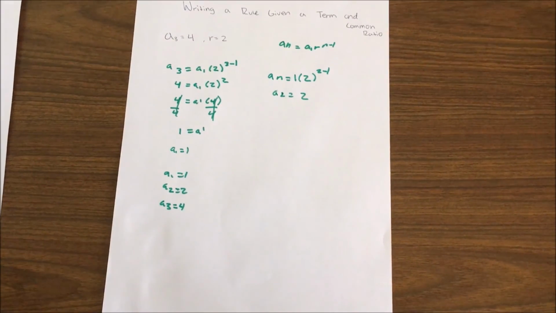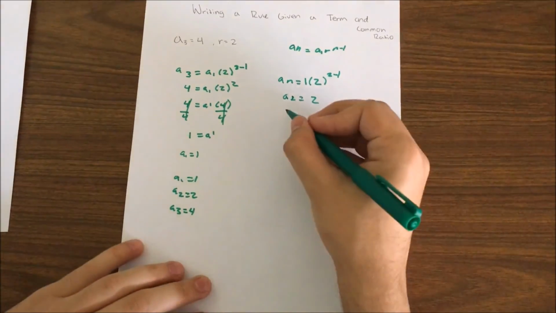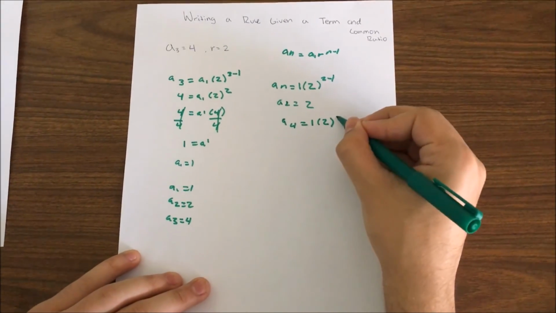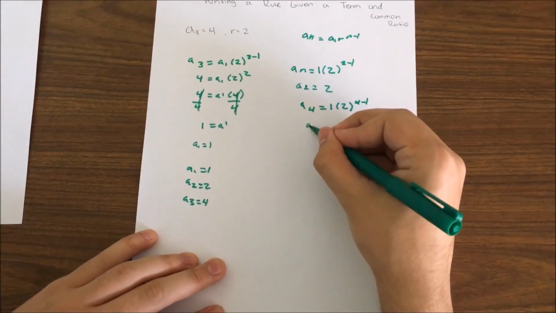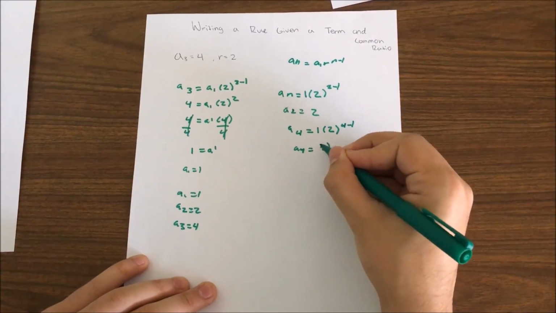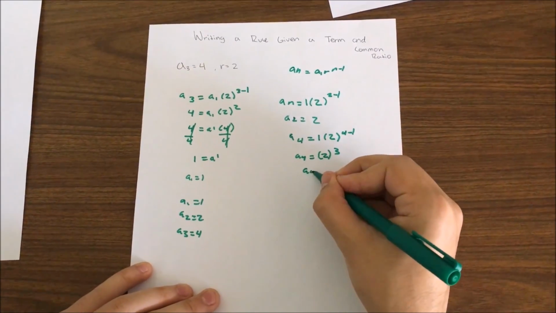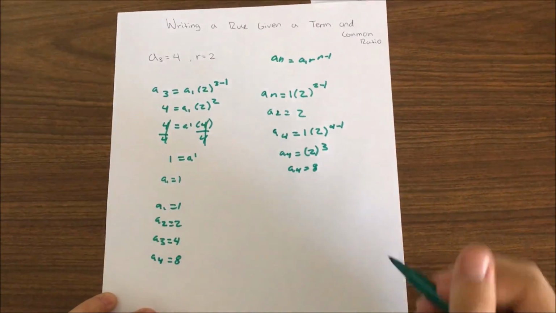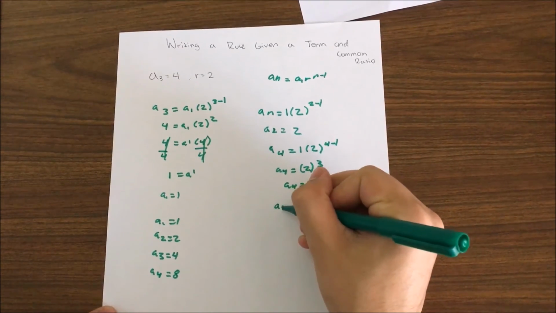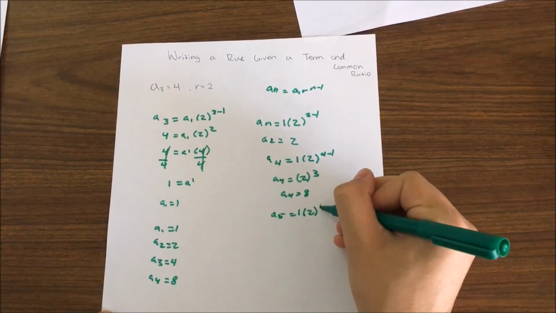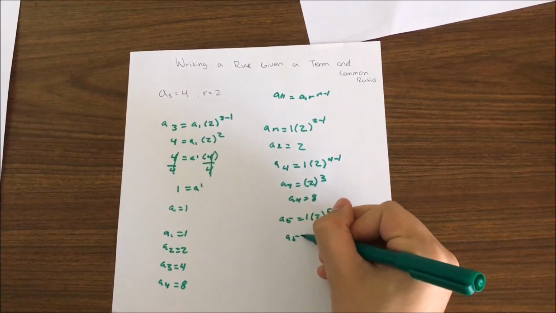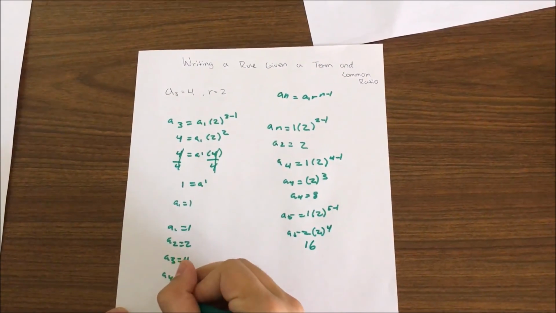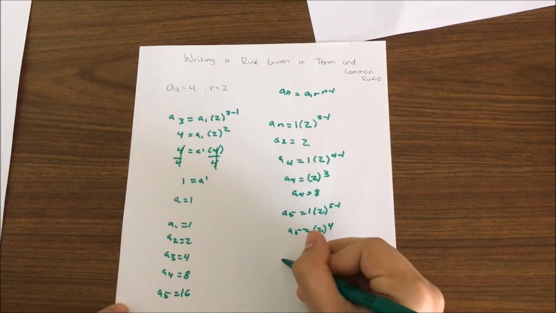So now we're going to have to go ahead and do A4 to find the term. A4 equals 1 times 2 to the 4 minus 1, which gives us A4 equals 2 cubed, which gives us A4 equals 8. Again, for A5 equals 1 times 2 to the 5 minus 1. A5 equals 2 to the 4th. That gives us 16. A5 gives us 16.